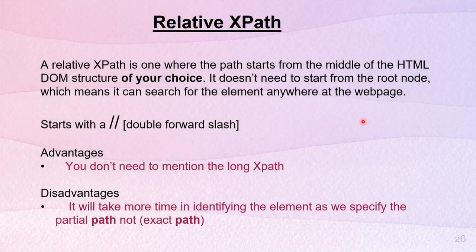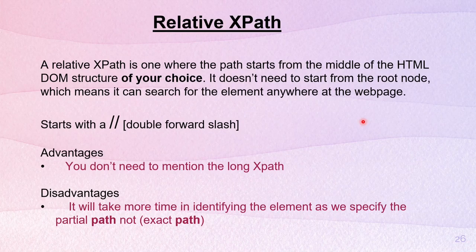So the advantages of relative XPath. The first advantage is that you don't need to mention the long XPath. The long XPath, that is the absolute XPath, is from the root element to the desired element, right? So over here you don't need to mention this long XPath, because there is no need to start from the root element.